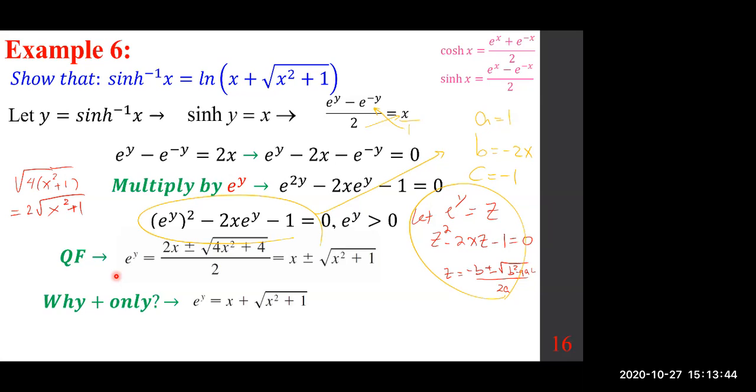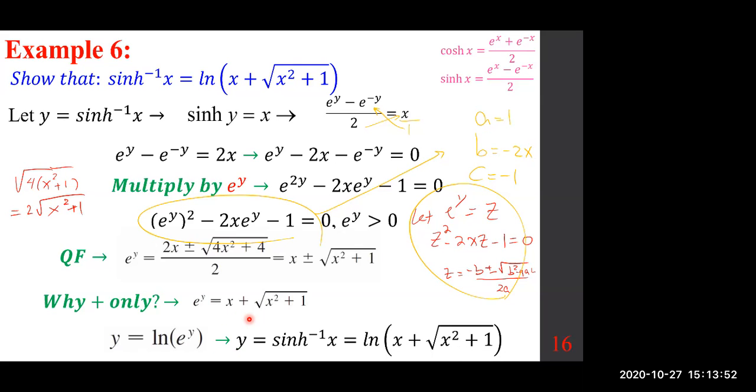So this is e to the power of y. So how do I get to y? I take a natural log of both sides. So if I take the natural log of both sides, that's the end of the proof. So I hope everybody is comfortable with that.